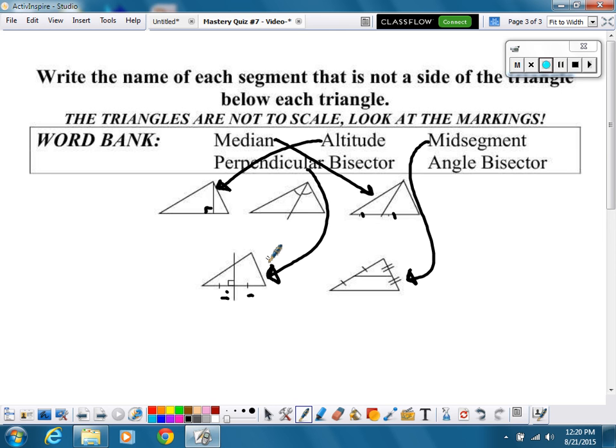I know with all my arrows it looks a little messy here, but angle bisector, you're looking for a segment that cuts one of the angles into 2 equal parts, and that would be this last triangle right there. Hopefully that makes sense to you. I know there's some arrows flying around there, but that might be easier to read than me writing all those words out underneath in a small space.